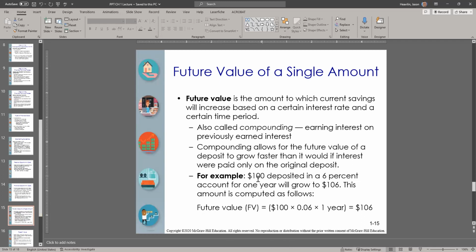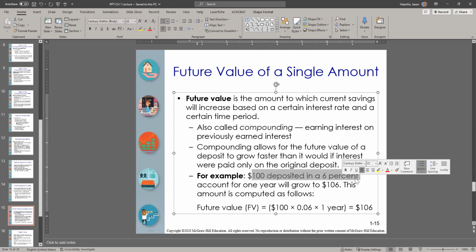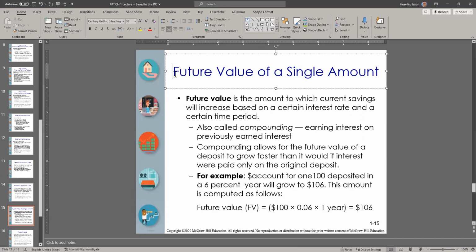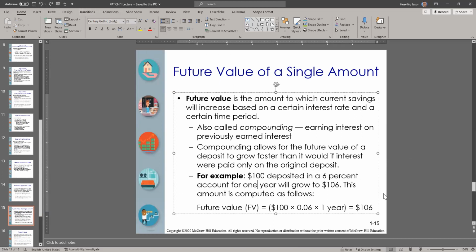Future value of $100 that is going to earn a 6% return on account in 1 year will grow to $106. Easy to see: $100, 6%, 1 year. You add the $6 to the 100. That's the amount. Now that's the amount, but this is computed as follows. We have a formula for that.